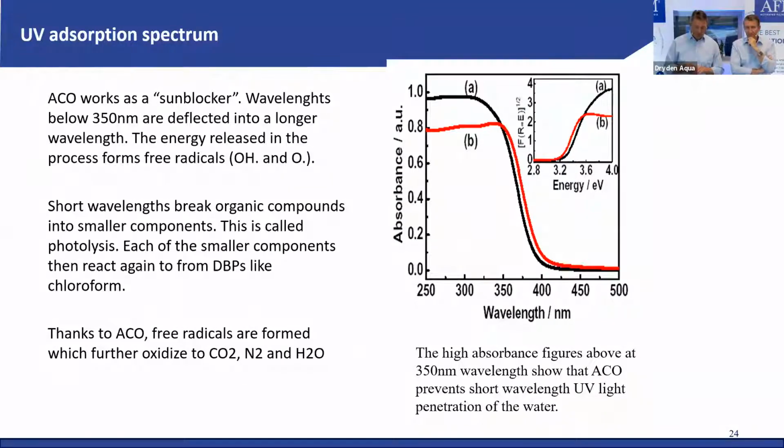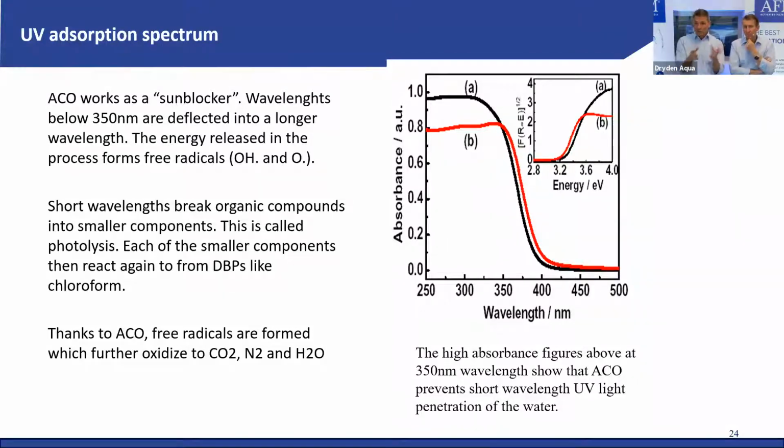Again, if you say, Dominic, I don't care, I love UV, great, I have these systems installed, then you can still improve your system by dosing a small amount of permanent ACO in front of your UV medium pressure. Here, in black, you see the curve from the medium pressure without ACO, and in red, you see it with ACO. And clearly you see when the wavelengths get below 350 nanometers, we deflect these short wavelengths into the longer wavelengths.